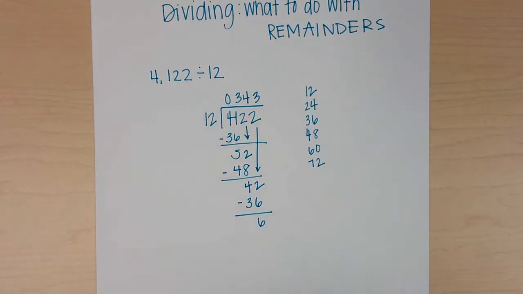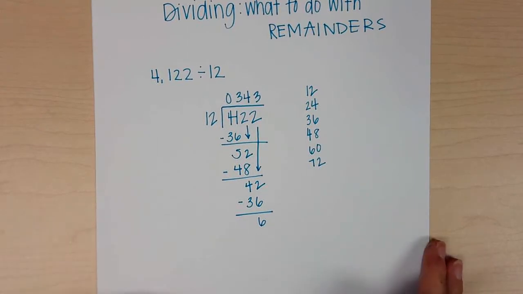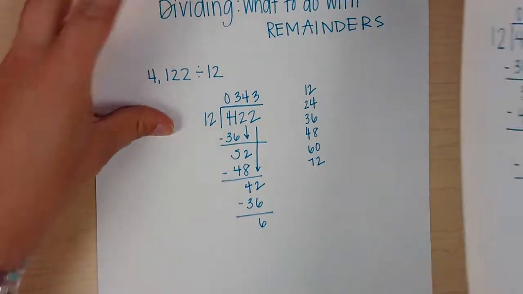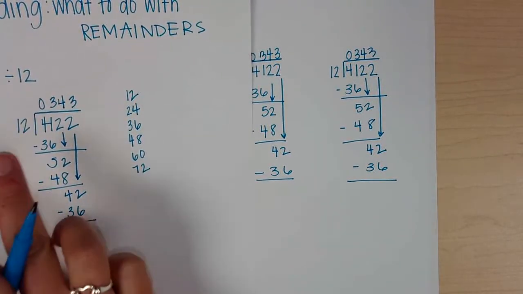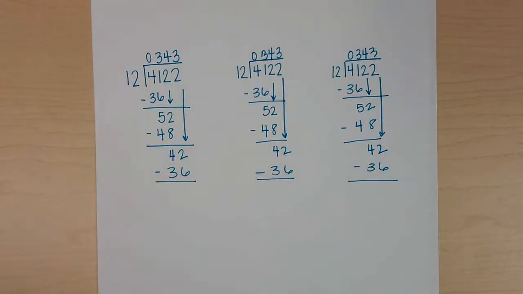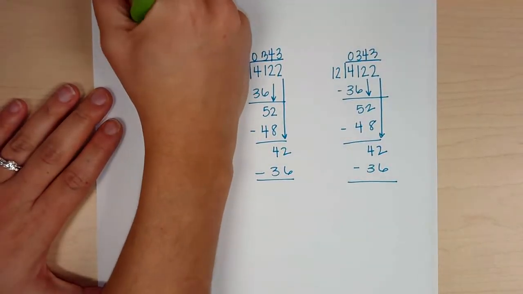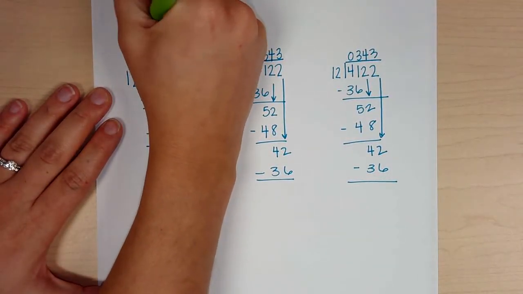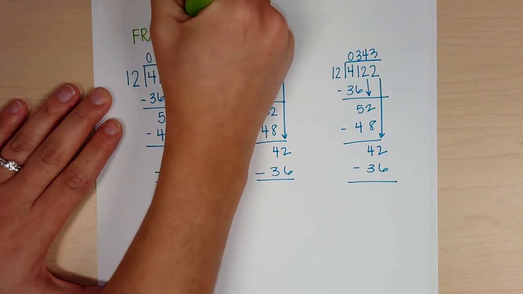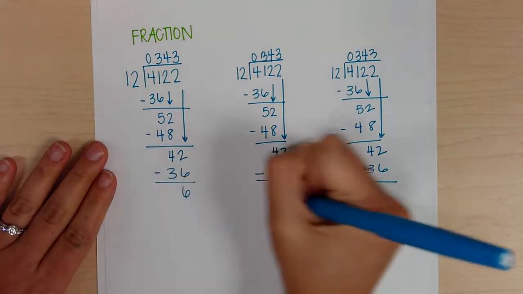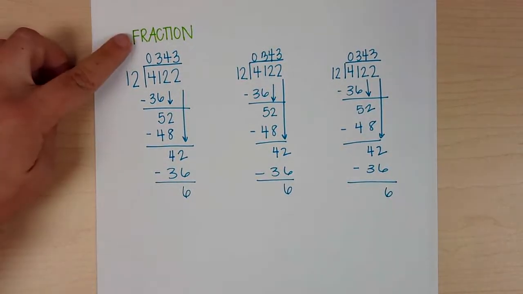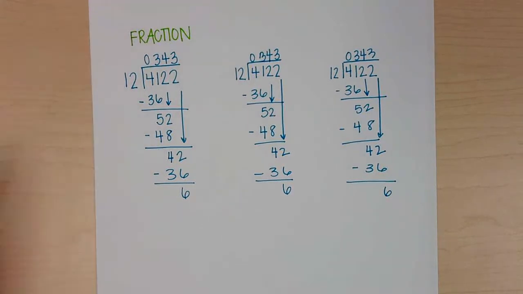Okay, so we know how to get to this part, but now we have a remainder here. So the question is, what do we do with the remainder? I have 3 rewritten problems. They match exactly what we just did, and we're going to do it 3 different ways now. One thing you can do is make your answer a fraction. Our remainder is 6, my apologies. So we turn this into a fraction.